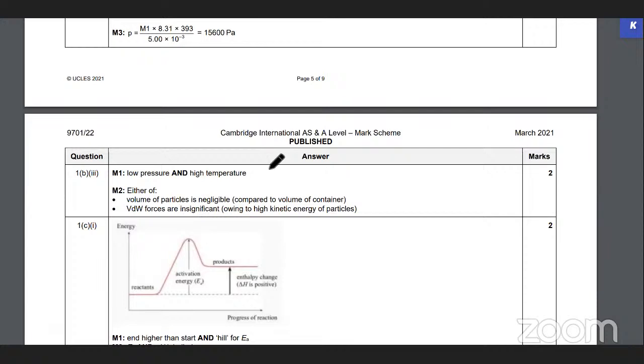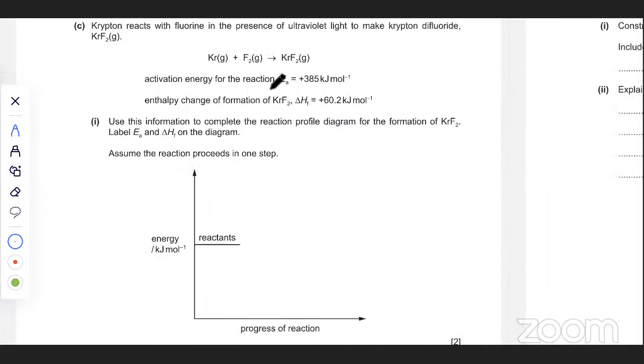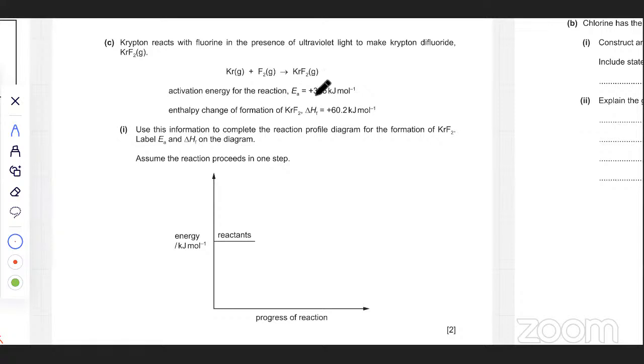Let's move on to the next part, which I think is just a simple O-levels energy profile diagram. Krypton reacts, the activation energy for the reaction is given, and the enthalpy change for the reaction is also given. If you have a look, it's an endothermic reaction. Use this information to complete the reaction profile diagram for the formation of KrF2, assuming the reaction proceeds in one step. It's an endothermic reaction, which you can check from the positive value. That means your products are going to be at a much higher energy, so you sketch that. That's your energy profile diagram.